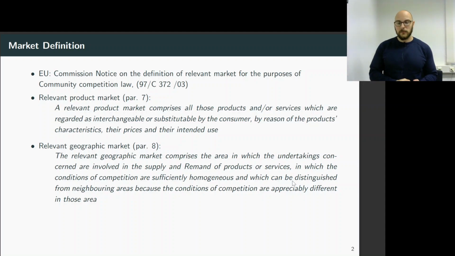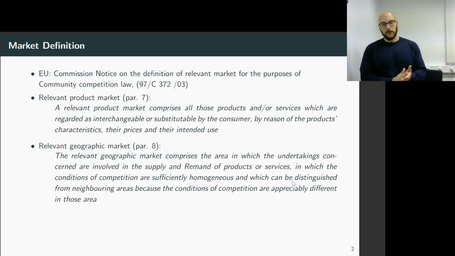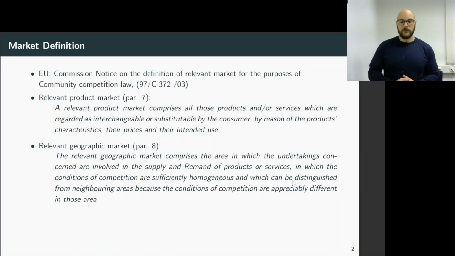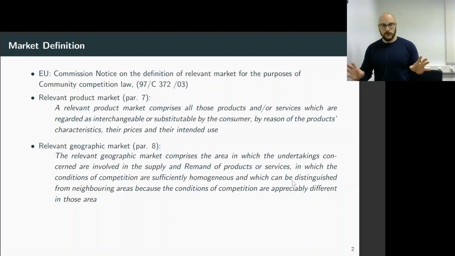The relevant geographic market comprises the area in which the undertakings concerned are involved in the supply and demand of products or services, in which the conditions of competition are sufficiently homogeneous and which can be distinguished from neighboring areas because the conditions of competition are appreciably different in those areas, right? So you would say, okay, if the competition conditions in one area are different from that of another area, you're talking about different areas, right?